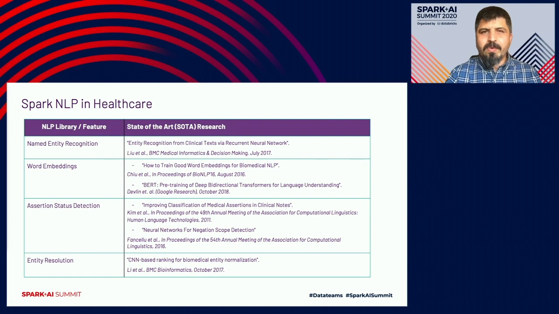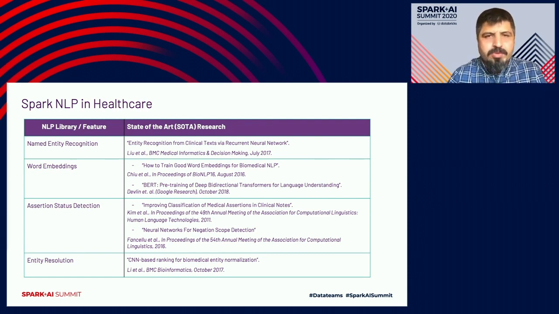Right now we have four flagships in our Spark NLP healthcare models. The first one is NER, named entity recognition. We have more than 20 pre-trained clinical NER models that are trained using the BiLSTM-CNN-Char architecture, which is the state of the art at the moment. We also have word embeddings specifically trained on clinical data that are able to capture the relationship between the features, instead of using the public embeddings.